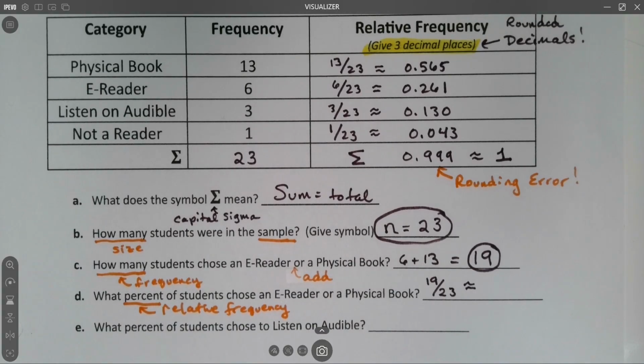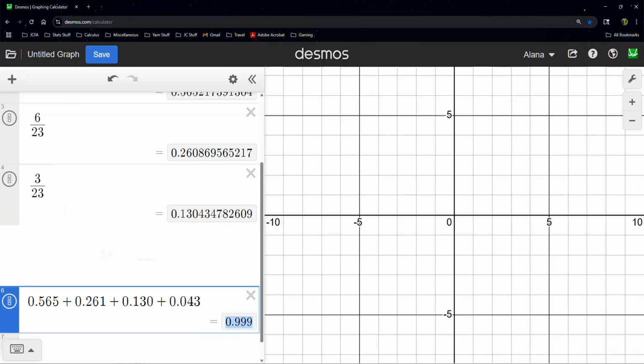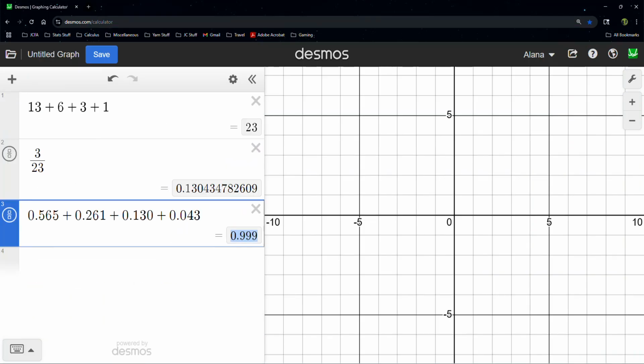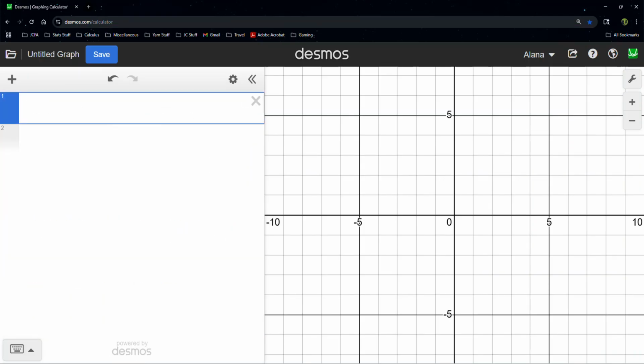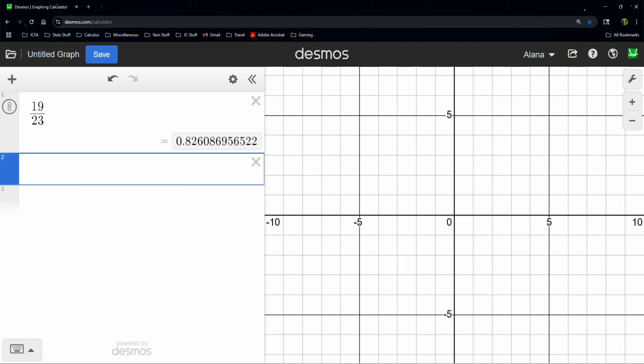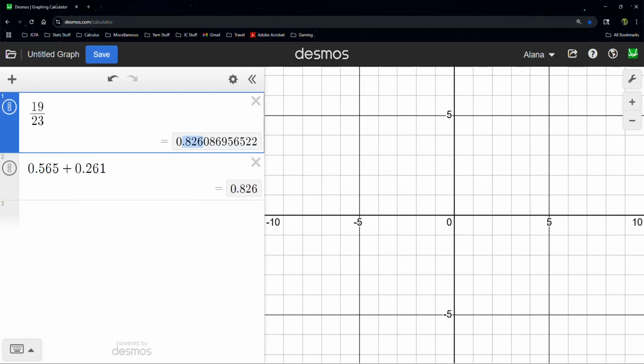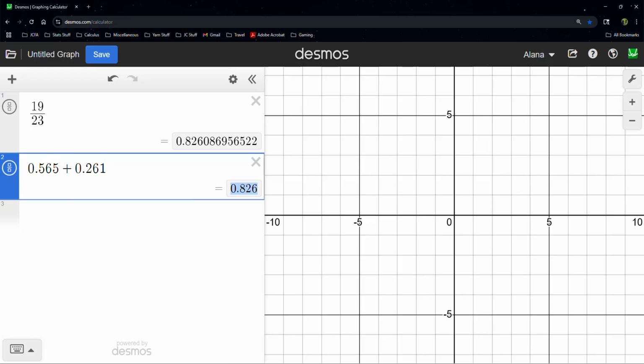So let's see how this works. So I'm going to grab Desmos real quick. I'm going to turn off these other ones just so we don't need to see them. Okay, so 19 divided by 23 looks like this. And if I take 0.565 plus 0.261, right, same answer. Now it's possible sometimes that this second answer will be slightly off because of rounding error, but in this case it was not. They were both the same. So it doesn't matter which way you do it. Either add up the frequency and then divide by the total, or add up the two relative frequencies. Either way, you should get 0.826.